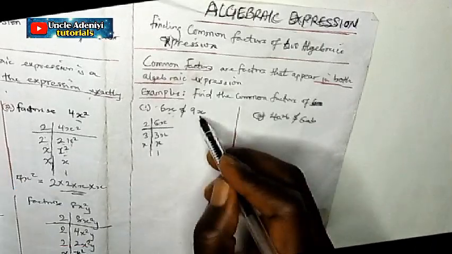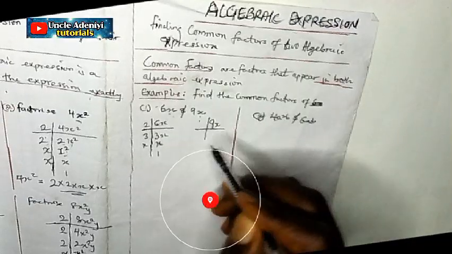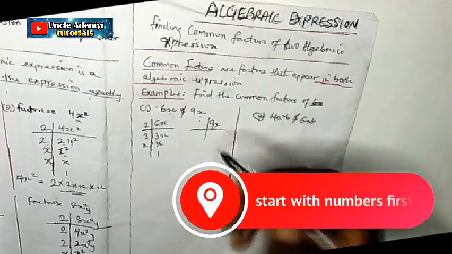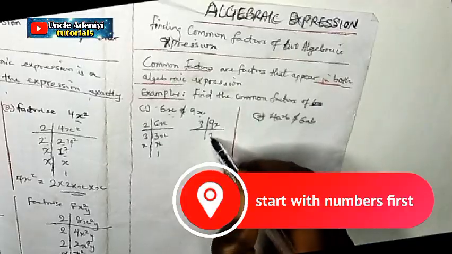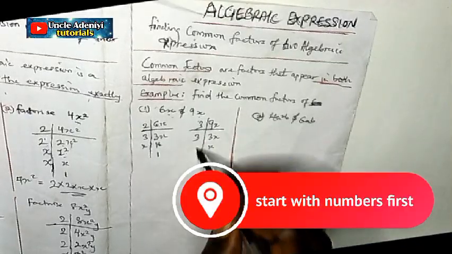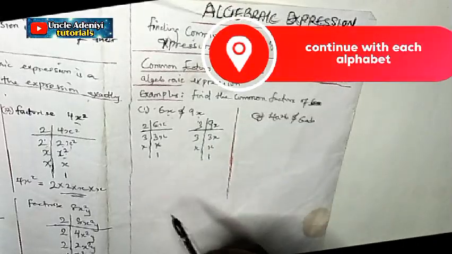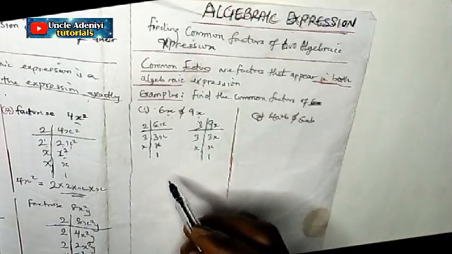Do you understand? So also do the same thing for 9x, right? So make your table. 2 cannot go in 9, right? So 3 can go. That will be 3x. 3 can still go. That will be x. Then x can go. That will be what? 1. Do you understand?